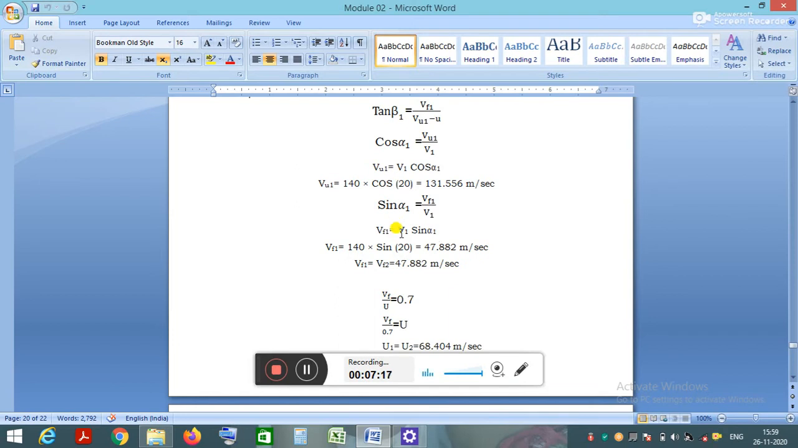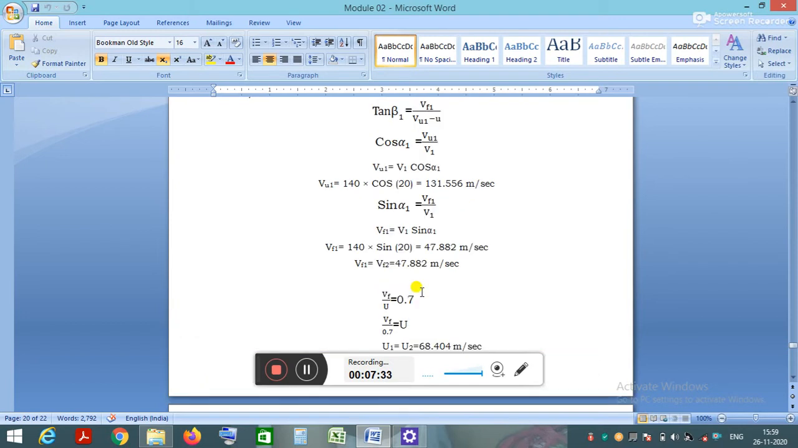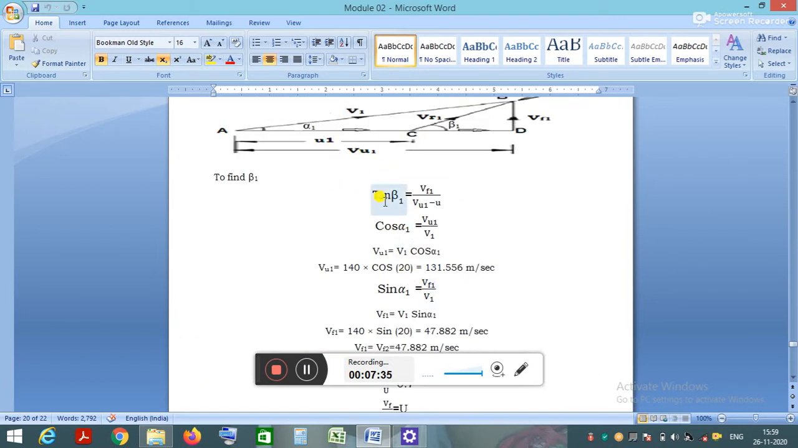Once Vf1 is found, we can find U1 because the problem has given the relation Vf1 by U1 equals 0.7. Therefore we can find the blade velocities U1 and U2. I will explain once more.